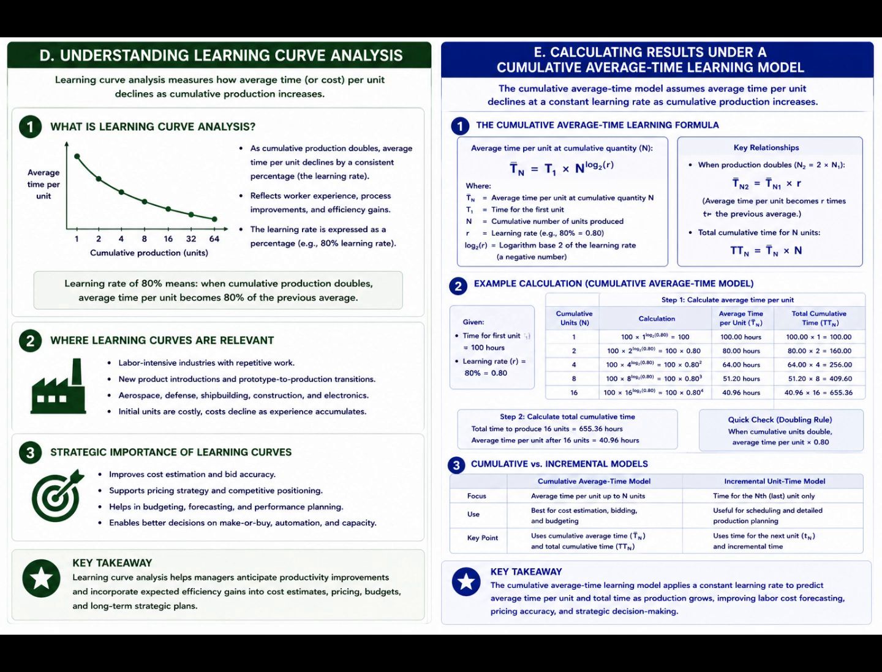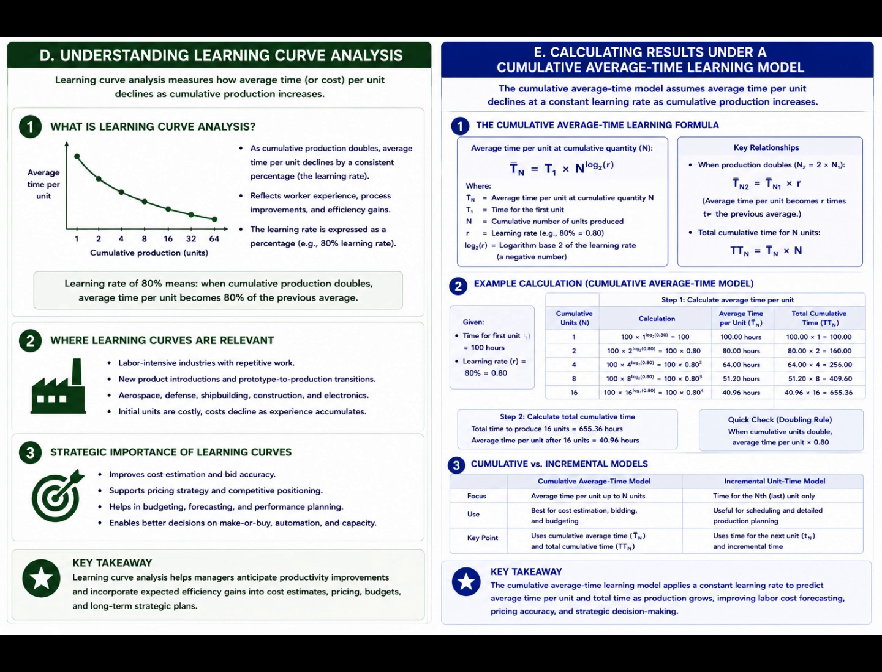Calculation involves applying the learning formula. For example, if the first unit takes 100 hours and the learning rate is 80%, the average time per unit for 2 units becomes 80 hours. Total time equals 80 times 2 equals 160 hours.